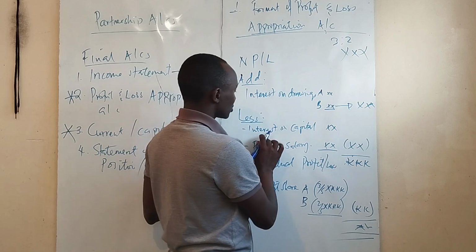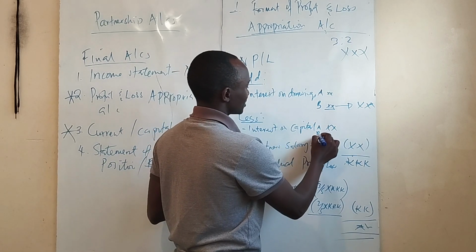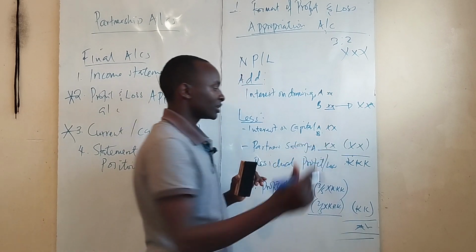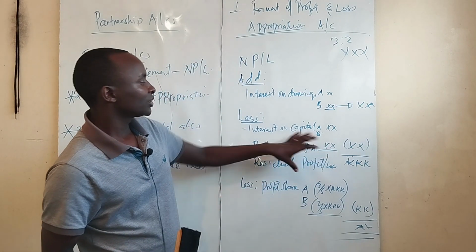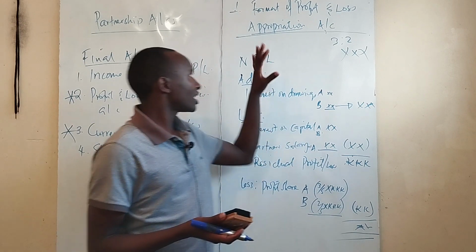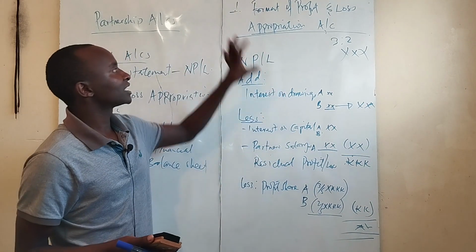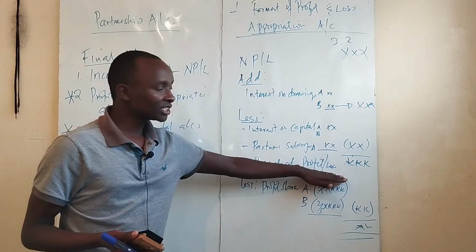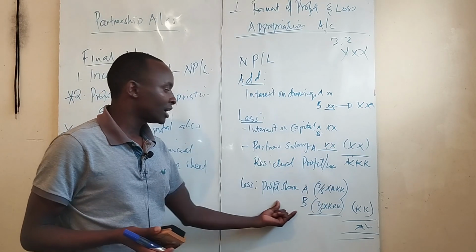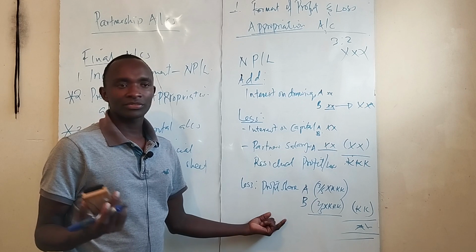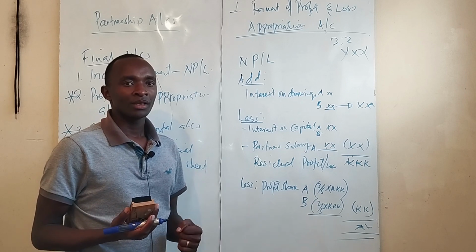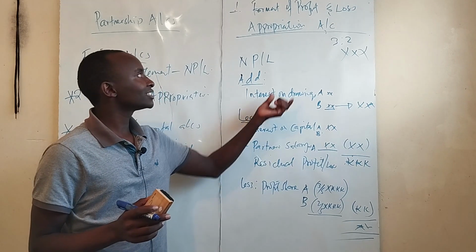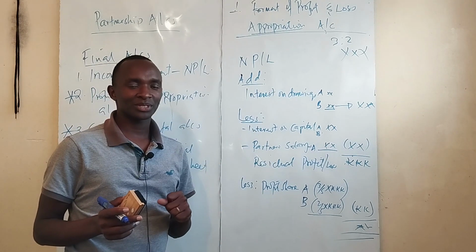And then the interest on capital, the same case applies for partner A and B. The partner's salary, maybe it's only one partner who is earning a salary. So, ladies and gentlemen, that is how to prepare the profit and loss appropriation account. In short, we are trying to get the residual profit that is going to be shared among the partners according to the profit and loss sharing ratio.